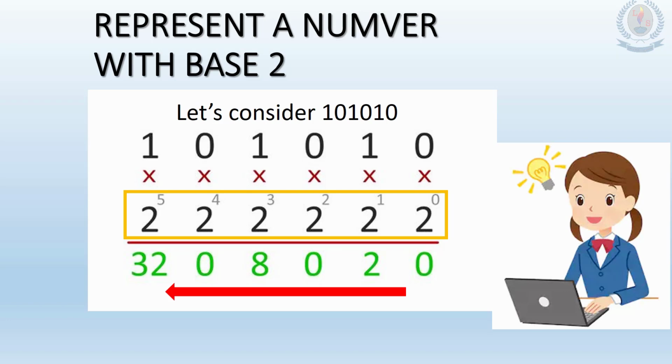Then 2 to the power 3 into 1. 2 to the power 3 means 8. 8 into 1, 8. Again you get 0 because you have a 0 value. Last you get 2 to the power 5 into 1. Then 2 to the power 5 means 32. 32 into 1, again 32.